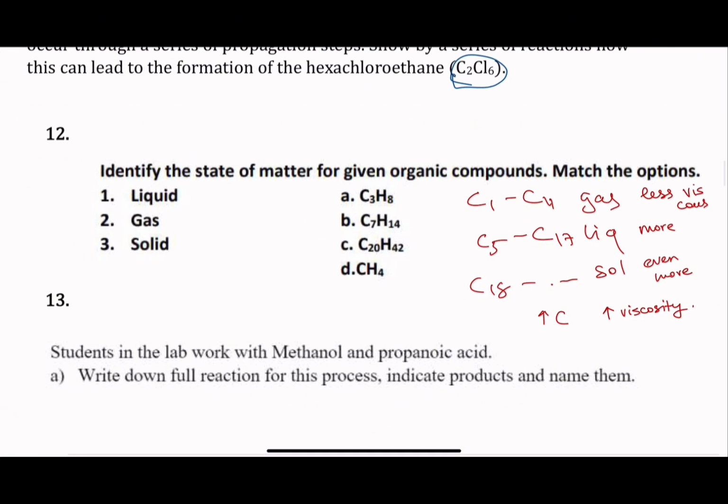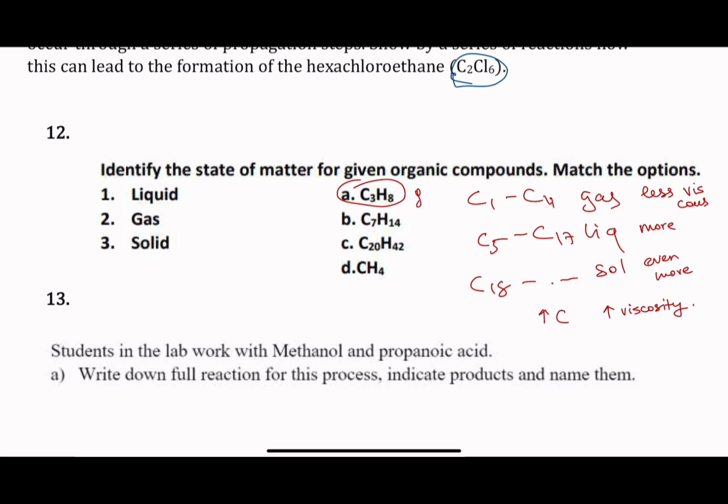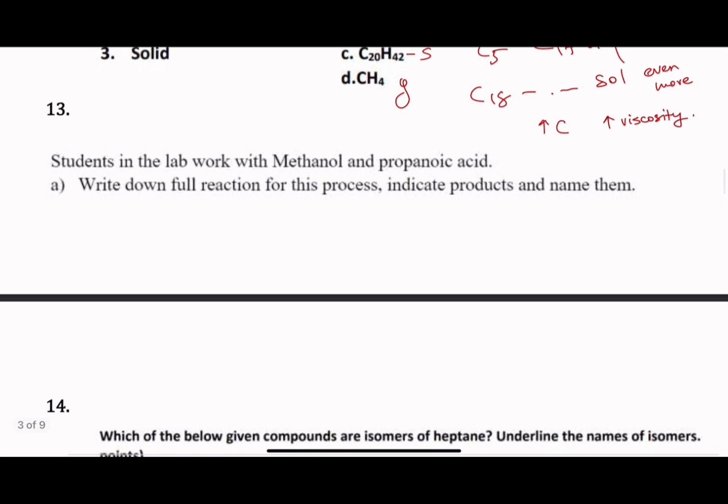So we have here this one as a gas and this one a gas, and then C7 is a liquid and this one is solid. Students in the lab working with methanol and propanoic acid, write down the full reaction of this process.